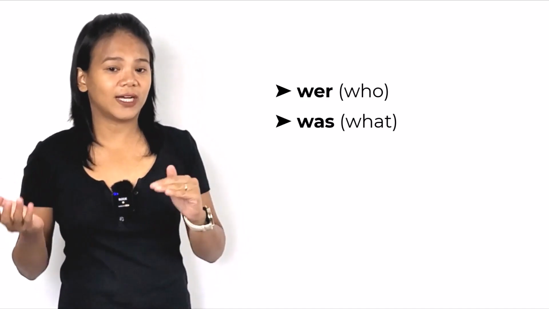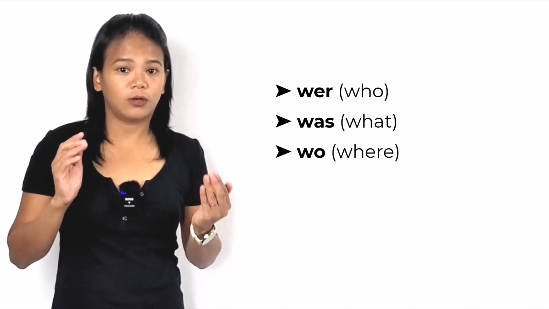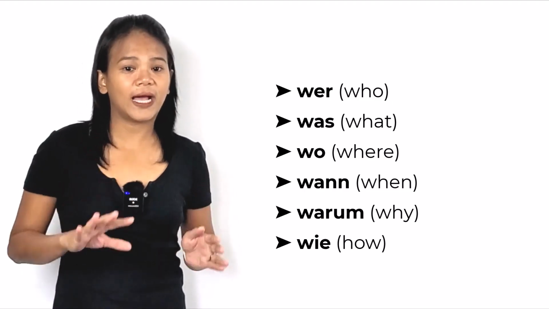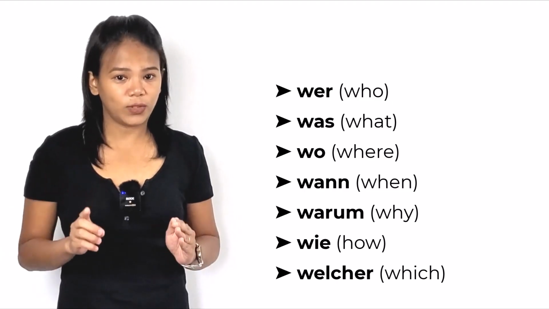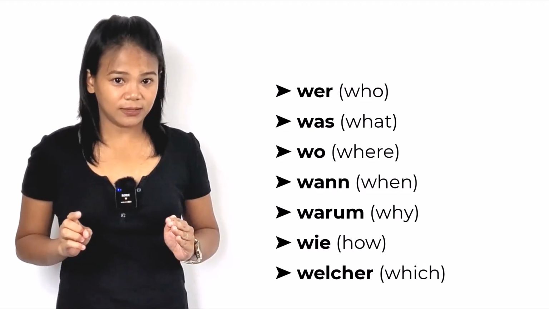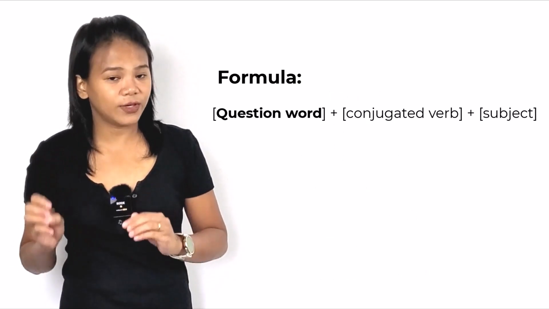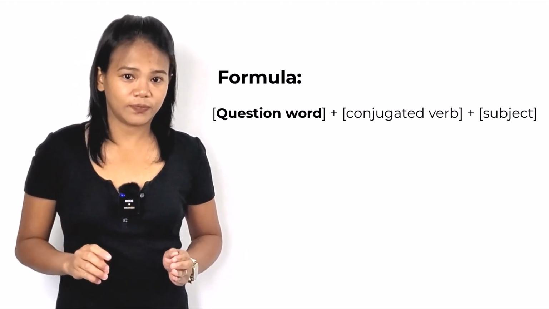If the question has a question word, such as wer for who, was for what, wo for where, wann for when, warum for why, wie for how, welcher for which, the structure is: put the question word first, then the verb, then the subject.